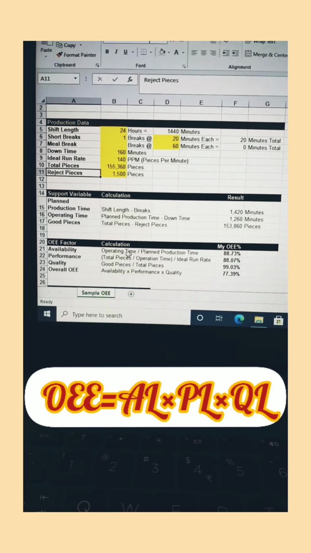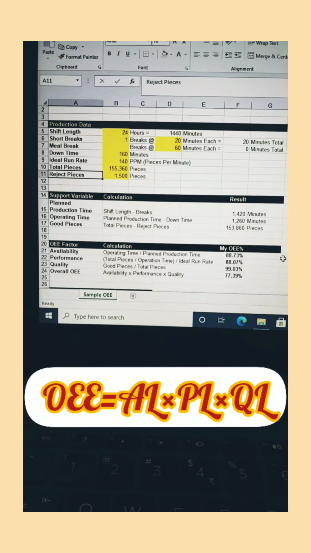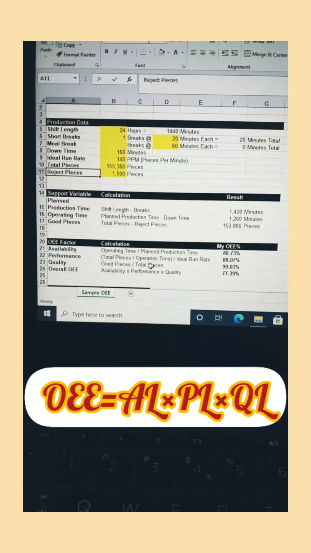After this I will calculate the performance rate. Performance rate reflects the speed and the minor breakdowns. So total pieces I produce, divided by operating time into ideal run rate, multiplied by 100. In this way you can calculate the performance rate. 88.07 is my performance rate.